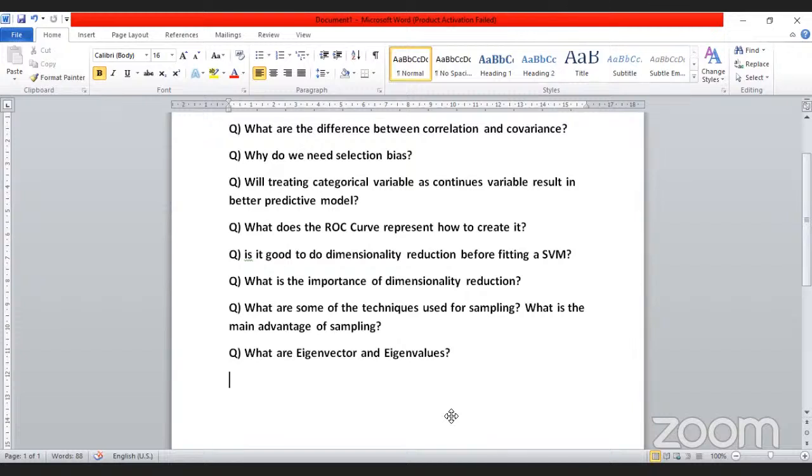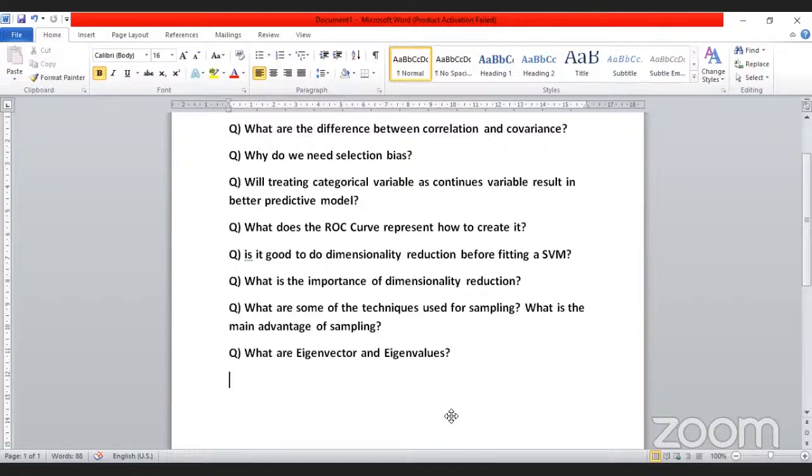Firstly, we go with the eigenvector. Eigenvectors are column vectors or unit vectors whose length or magnitude is equal to 1. They are also called right vectors.